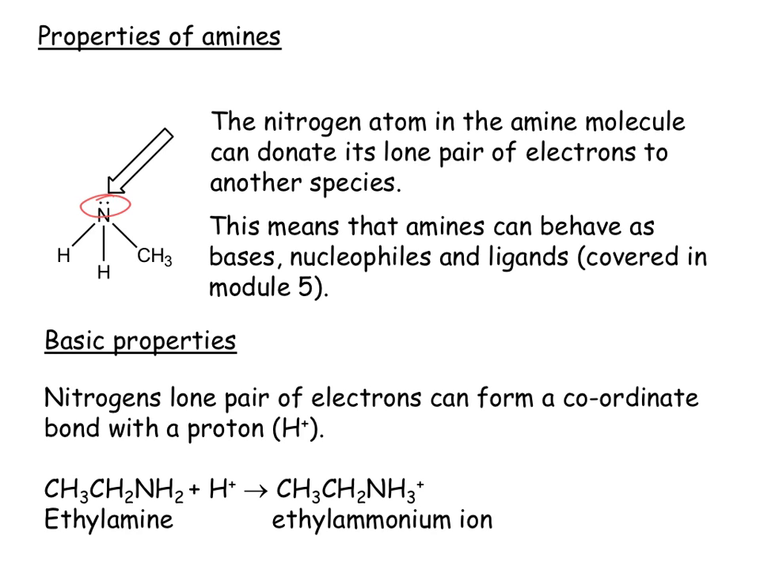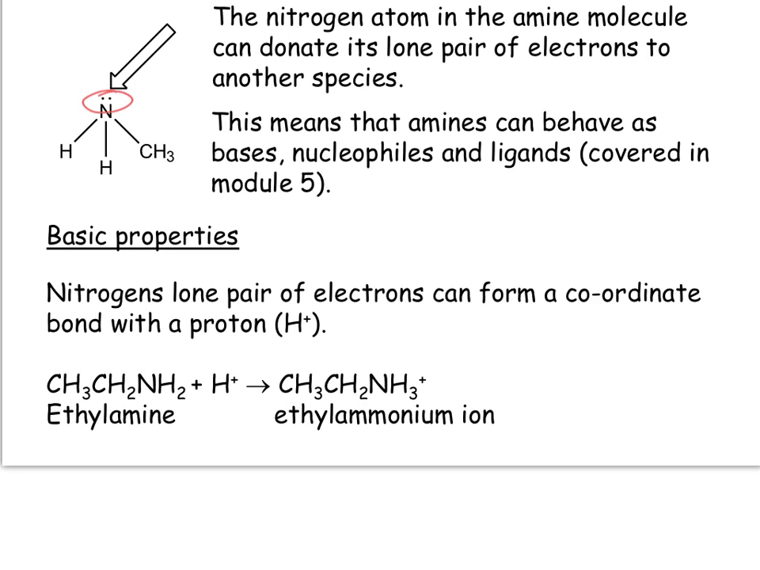Now, ligands we'll come across later on in the course. They are basically a substance that forms a coordinate bond with a central metal ion. And because nitrogen has the lone pair of electrons, it can donate those to form a coordinate bond. As I say, we will cover those later on.